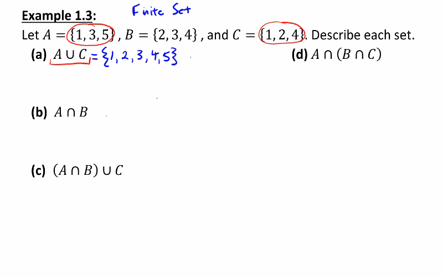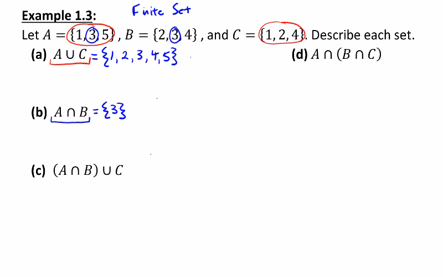Let's take a look at part B. It says A is going to be intersected with B. So by definition, the intersection is looking for which elements do we have in common between these two sets. So as I look at set A and I look at set B, I only see one element that they share in common, and that's going to be 3. So this A intersected with B is equivalent to this set with only the element 3 in it, which is still a finite set, just has one element.